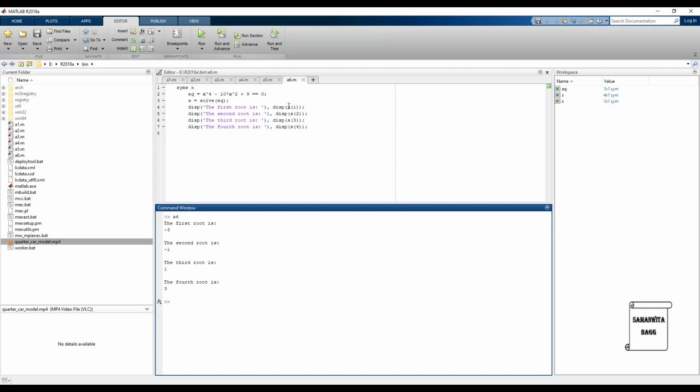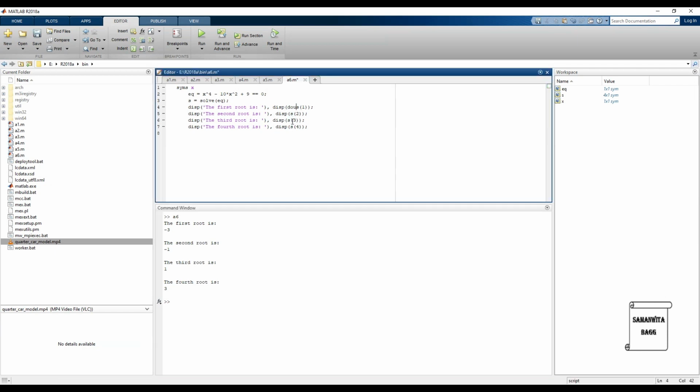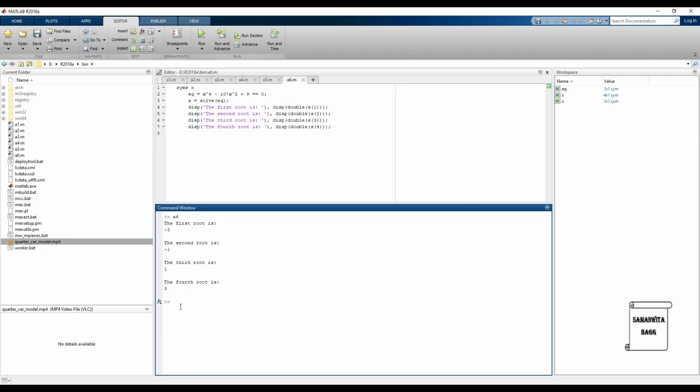So here I'll just write double. I'll open the bracket and again close the bracket. I'll save it once again. So let's run A6. You can see these are the roots obtained. Minus 3, minus 1, 1 and 3.